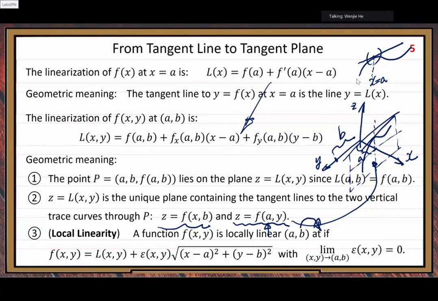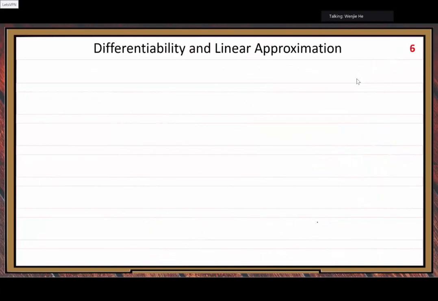But the question is, how do you know? Although you can calculate, there are some examples where you can calculate the epsilon function. Given the f function, you can find an appropriate epsilon function that has this property. So you can prove it has the local linearity. But now we want to do it in another way.